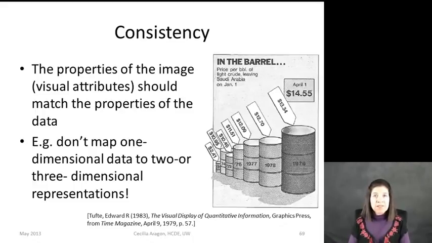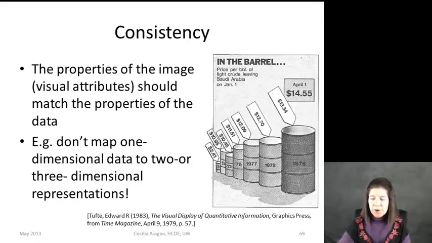Number 3, we have consistency. The properties of the image, the visual attributes, should match the properties of the data. What this means is you don't want to do something like mapping one-dimensional data to two- or three-dimensional visual representations. This diagram represents why that's not a good idea. Here we have the price per barrel of oil represented as the height of a three-dimensional barrel.